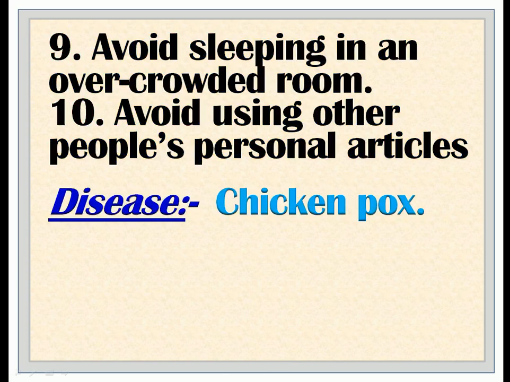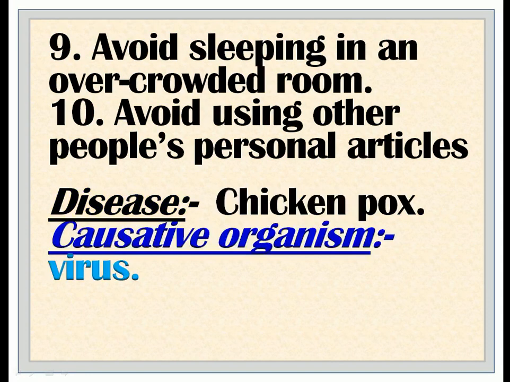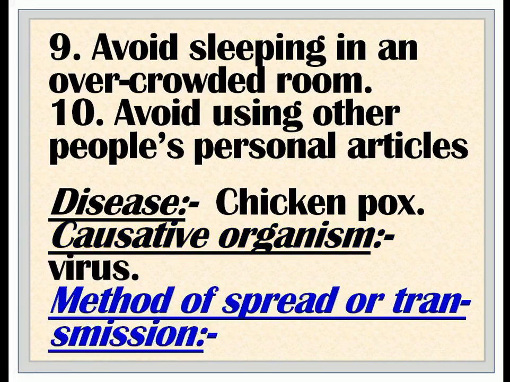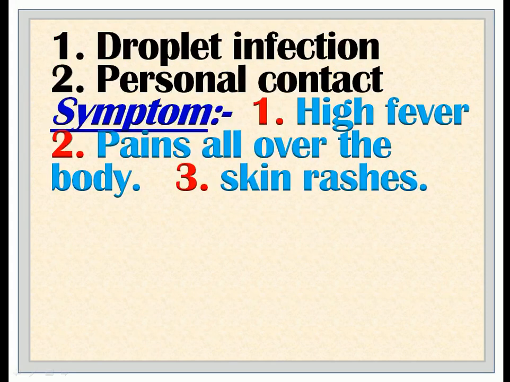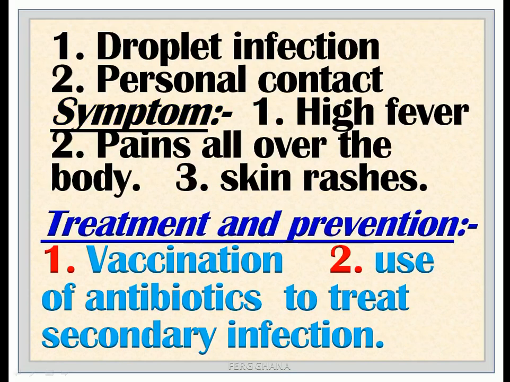Disease: chickenpox. Causative organism: virus. Method of spread or transmission: 1. Droplet infection. 2. Personal contact. Symptoms: 1. High fever. 2. Pains all over the body. 3. Skin rashes. Treatment and prevention: 1. Vaccination. 2. Use of antibiotics to treat secondary infection.